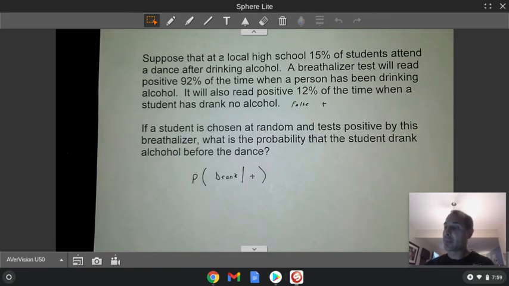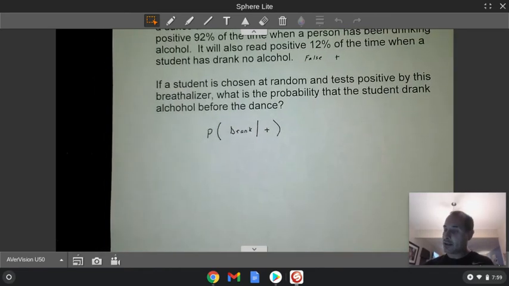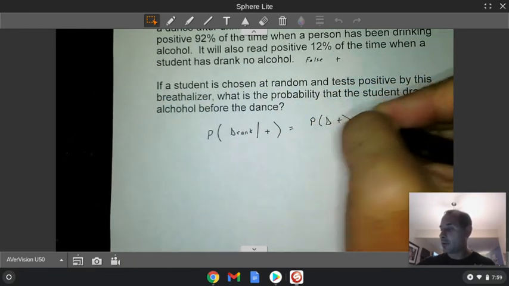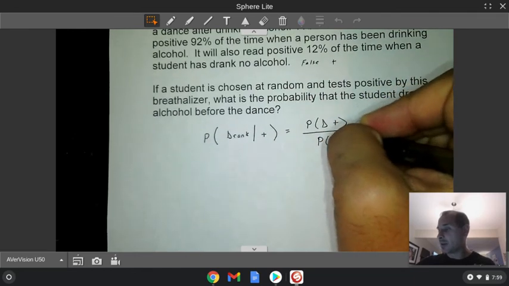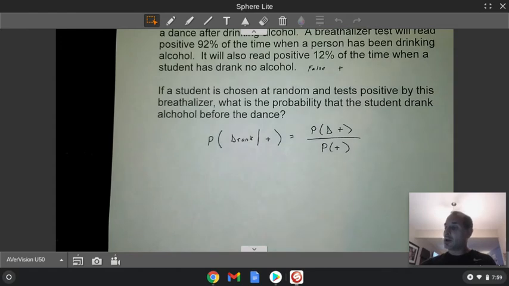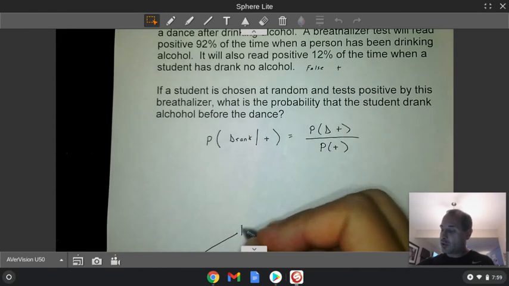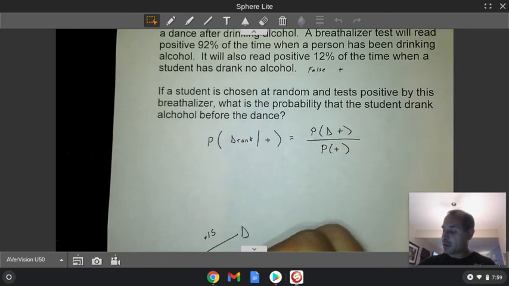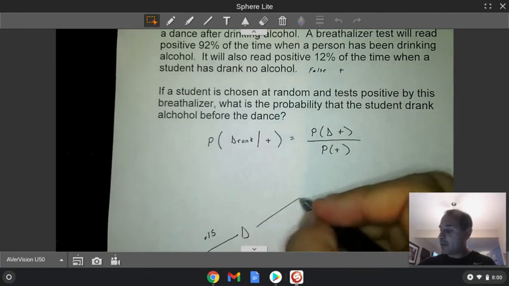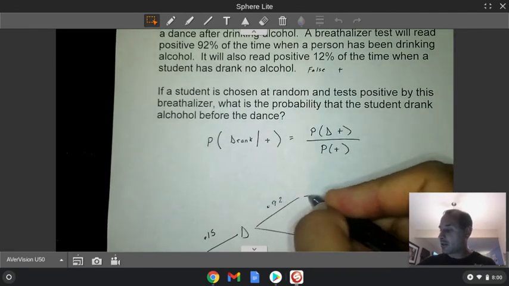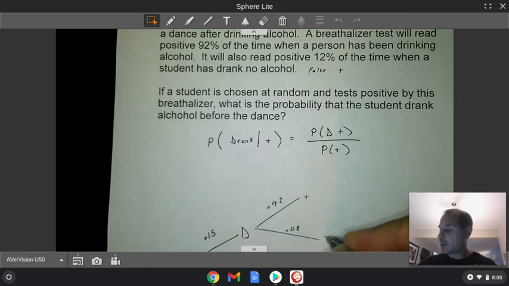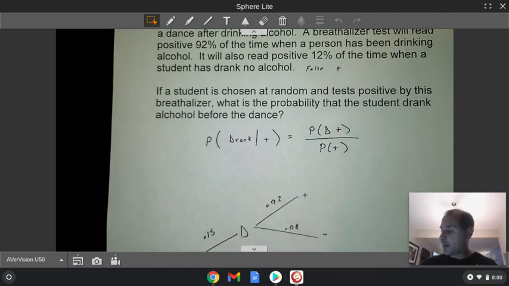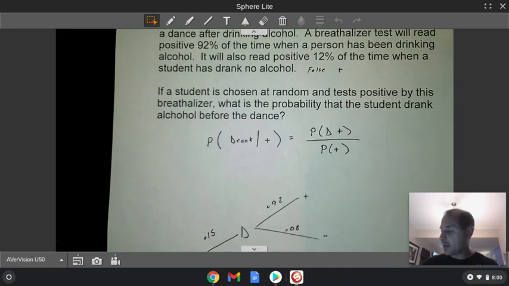All right, so we'll draw a probability tree again, because I'm going to want to find the probability of both and divide it by the probability of my condition. So sequentially, what happens first? Either the student drinks or doesn't. 15% likely to drink, 85% likely not to. If they do drink, it's 92% likely that it is a positive result and 8% likely that it is negative. And if they do not drink, it's only 12% likely to be positive and 0.88 likely to be negative.